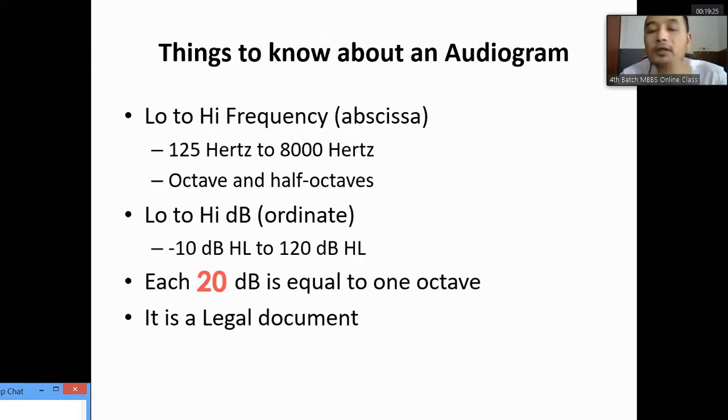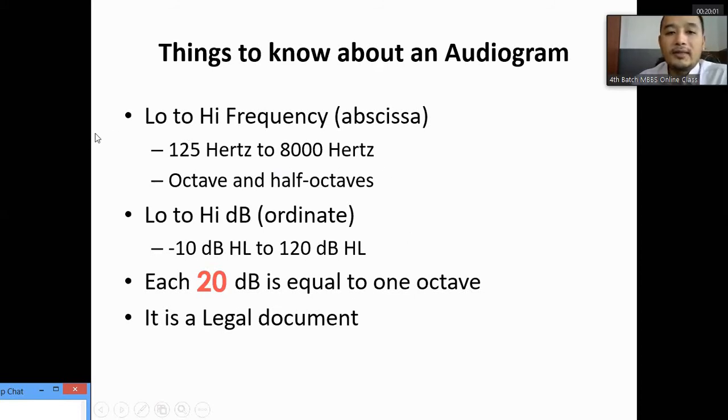Now, things we should know about the audiogram, low to high frequency. The audiogram is a chart, a graph. It has an x-axis and a y-axis. On the x-axis, or the abscissa, there's a frequency range from low to high, from 125 hertz to 8000 hertz. In some special audiometers and audiograms, there are high frequencies; there might be 16,000 hertz also. And they are in octaves and half octaves. It's in multiples: 125, 500, 1000, 2000, 4000, or in the half octaves.